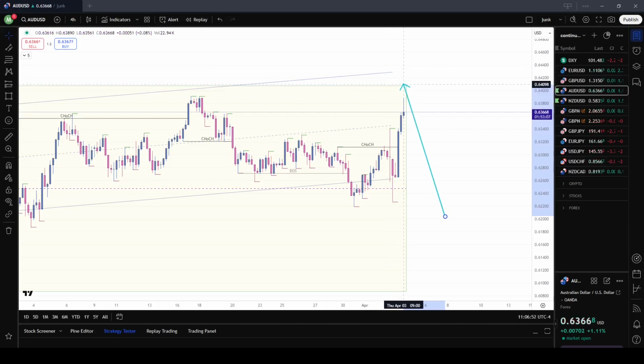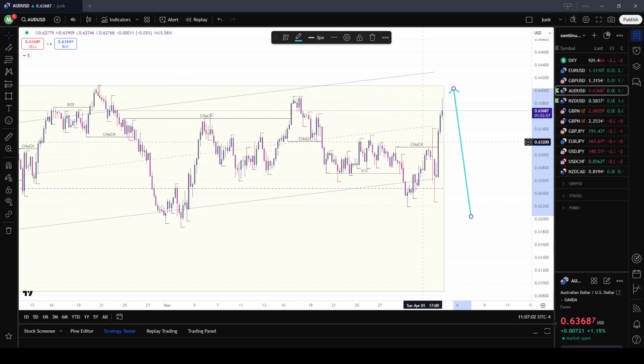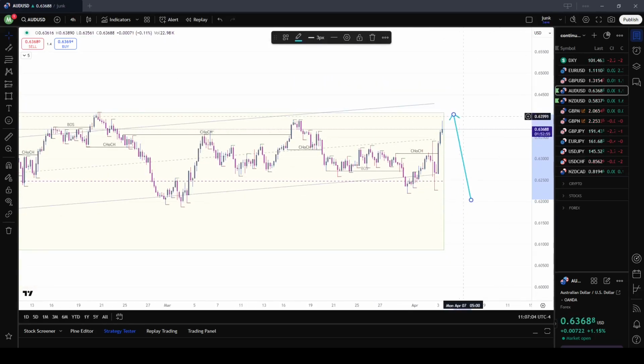If it does break past these highs and the channel highs, wait for any type of retracement back down, and look for any type of bullish momentum shift in order to take any buying opportunities to higher prices.